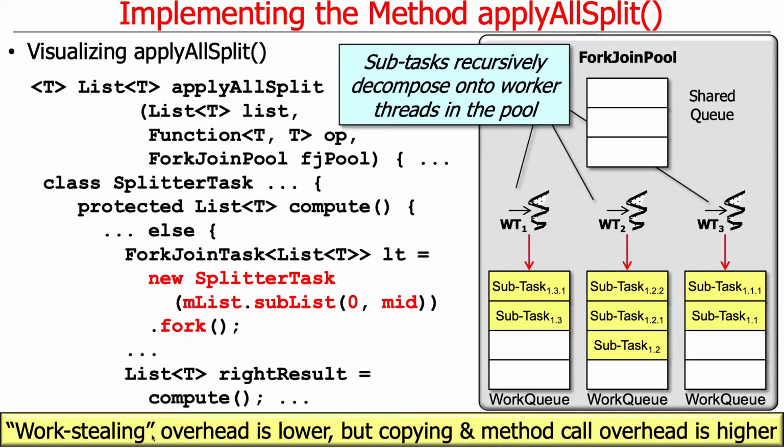So the consequence of this is work stealing overhead is lower because we don't have to steal as much work. We steal very little work because things are recursively being decomposed. However, copying overhead is a lot higher because now we have to copy all these sublists, we have to split them, then we have to copy them back by doing the addAll method, which might allocate memory, and we have to copy everything, and there's just extra method calls. So this has higher method call overhead, higher copying overhead, but less work stealing overhead. And we'll see shortly what the consequence of less work stealing overhead is.